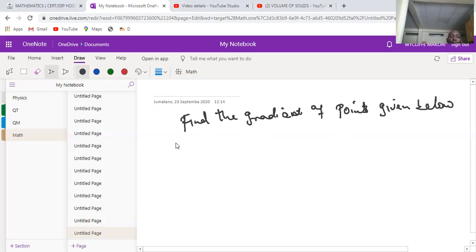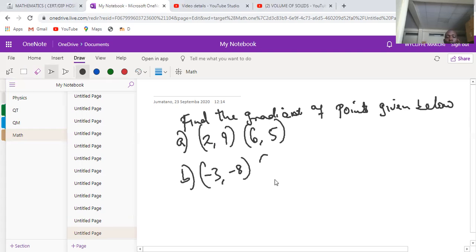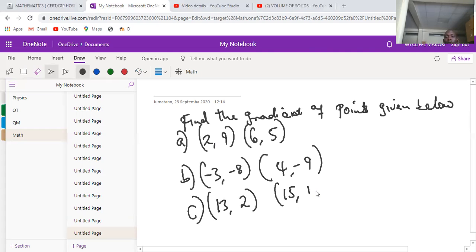Find the gradient. So part A, you are told the line passes through (2, 9) and (6, 5). B, you are given (-3, -8), and it passes through maybe (4, -9). And C, you find the gradient of a line passing through (13, 2) and (15, 17). Can you try those questions and find the value of the gradient for each?